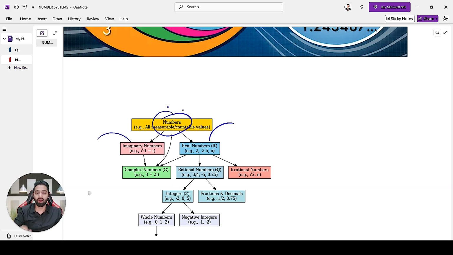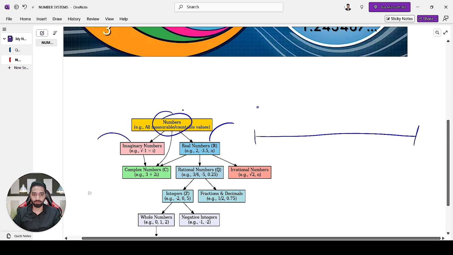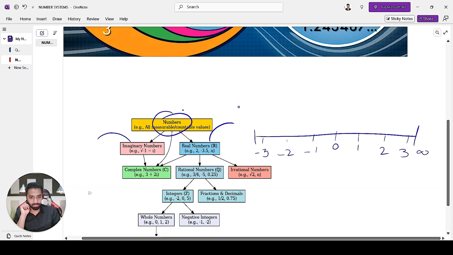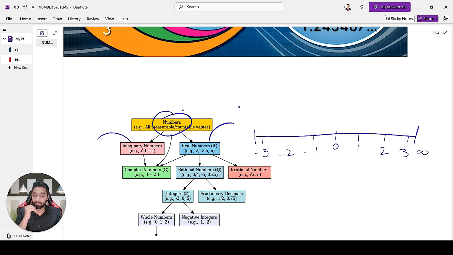Real numbers are any numbers that you can write on a number line. For example, let's draw a number line here. So here it is 0, 1, 2, 3, -1, -2, -3. Whatever numbers you can put on this number line will be considered real numbers. Forget about their names. First, try to understand what exactly real numbers are and how they differ from the imaginary.